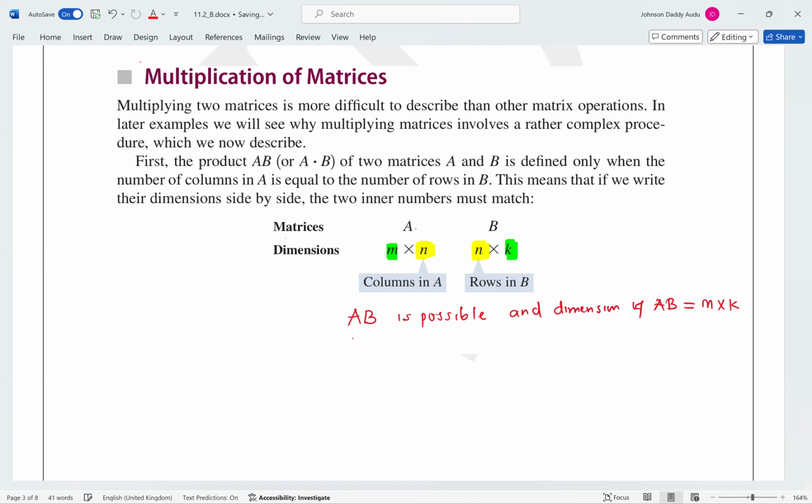But now let's look at BA. Is BA possible? What is BA? BA now means that, when I say BA, because look at this, B is N by K. So let me write it. B is N by K, while A is M by N. So this is not possible, right?